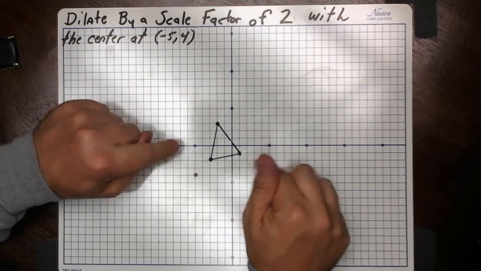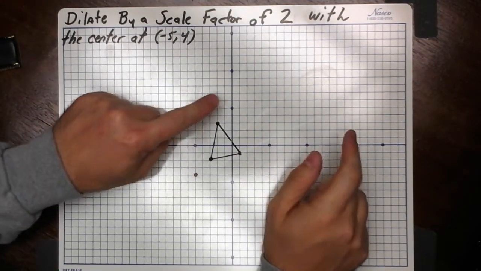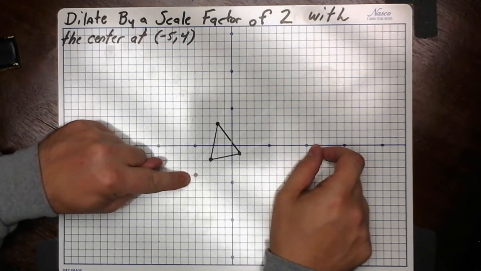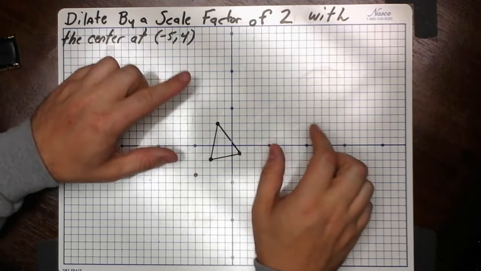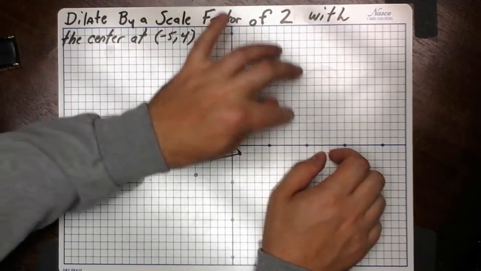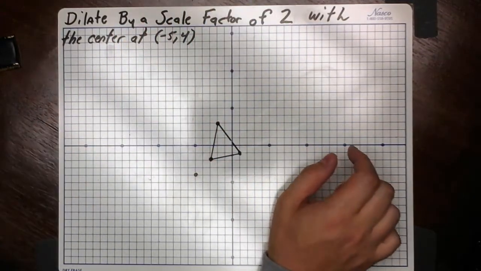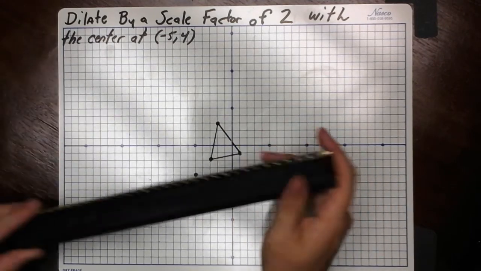Then there's a second concept here. Besides it getting larger, this is the center of dilation. So as we get larger, or as we apply the scale factor, it's actually going to move away from that. So let's take a look at how we can do this.